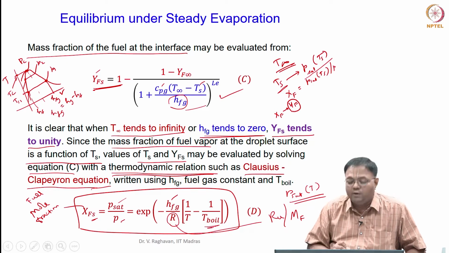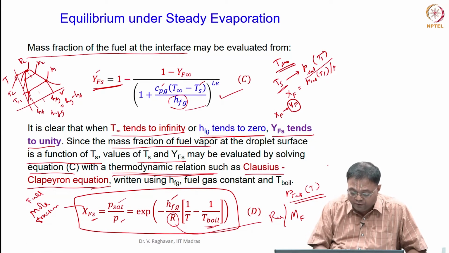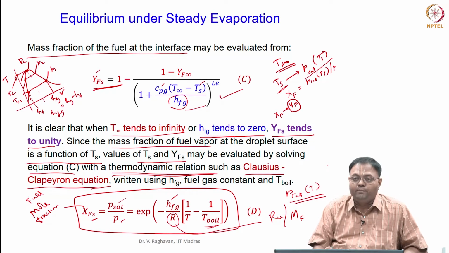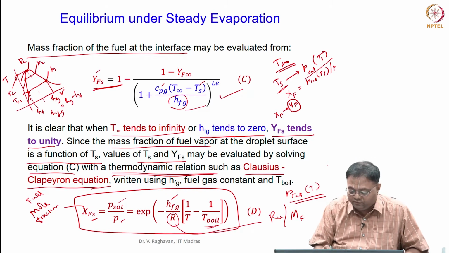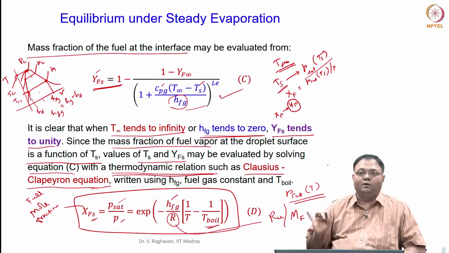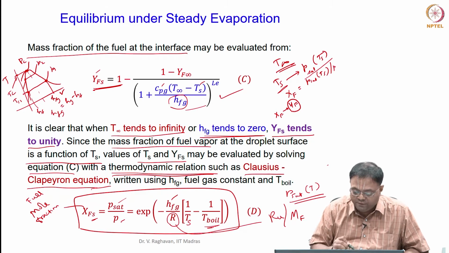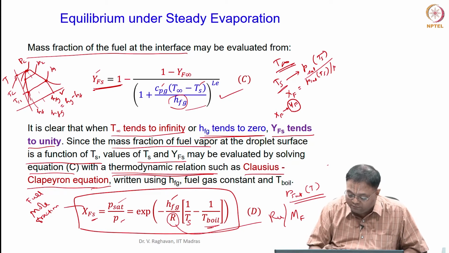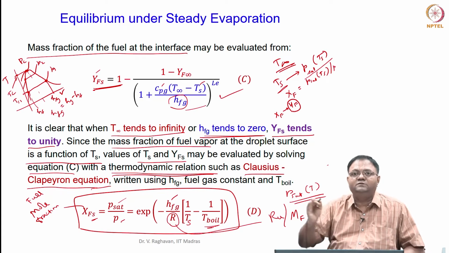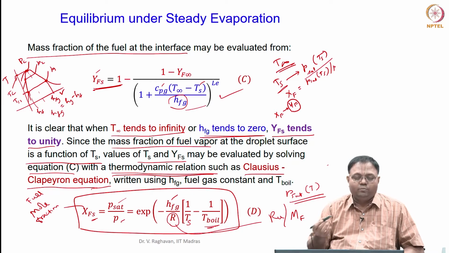Now, the boiling point of the fuel also is there. So, we see that if temperature T equals T boiling point, what happens? This is 0. So, this will be 1, that means Xs will be equal to 1. So, as the surface temperature is increased very close to the boiling point, tends to the boiling point, as I told you it may not reach the boiling point.